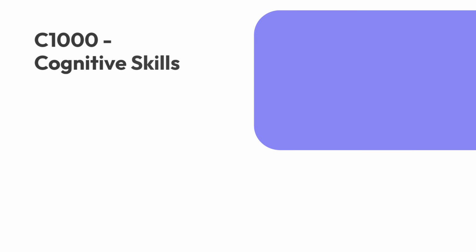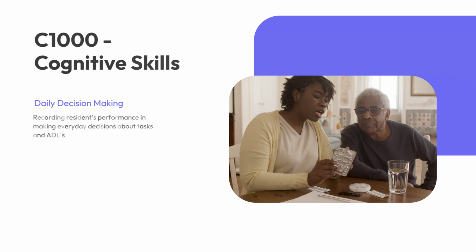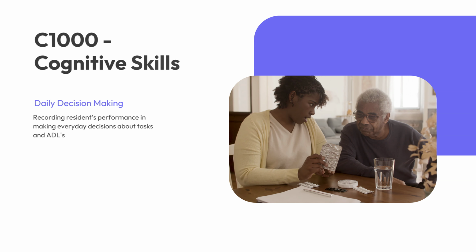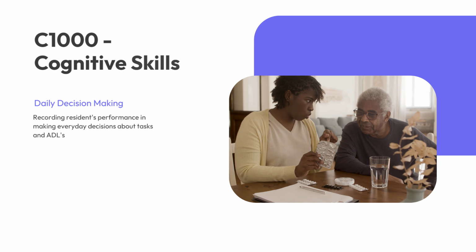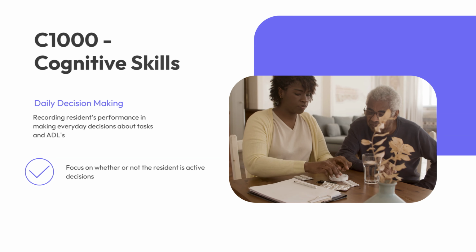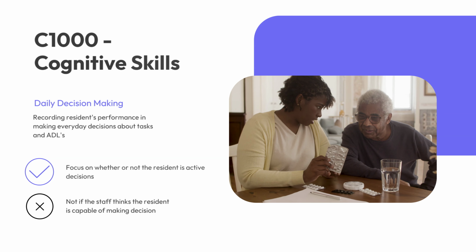Lastly, in item C1000, cognitive skills for daily decision-making, we'll be recording the resident's performance in making everyday decisions about tasks or activities of daily living. In this particular item, it is important to focus on whether or not the resident is actively making these decisions and not whether staff believes the resident might be capable of doing so.